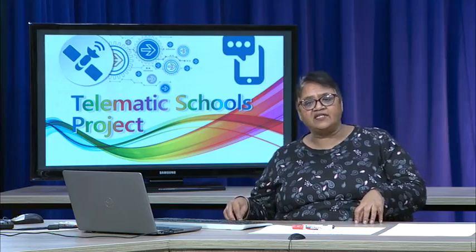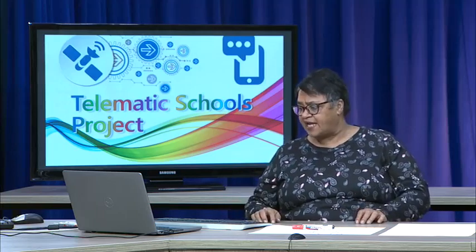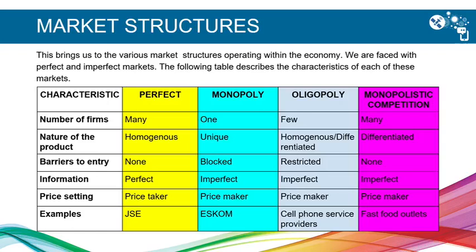of demand and supply. Right, and an example of a perfect market would be your Johannesburg Securities Exchange, because a share is a share. A share is a piece of paper with your name on and what type of shares you own. The only thing that differs is the type of share you own, but the share certificate doesn't change.